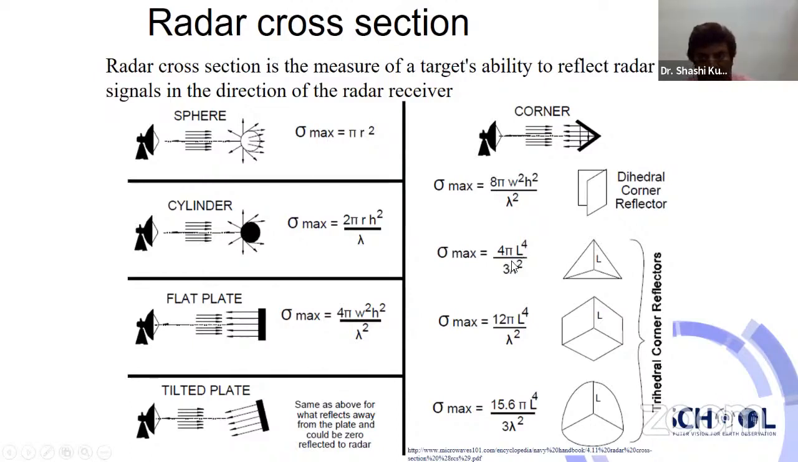Like if we are talking about the trihedral corner reflector, suppose the formula is 4 pi L to the power 4 divided by 3 lambda square. So the total radar cross section from this corner reflector will depend on the side length of the corner reflector and the wavelength which is transmitted by the SAR sensor, or the microwave range in which the SAR sensor is working. So these will be taken from the metadata information and the total radar return will be calculated. Now it is expected that the maximum return will be this one.